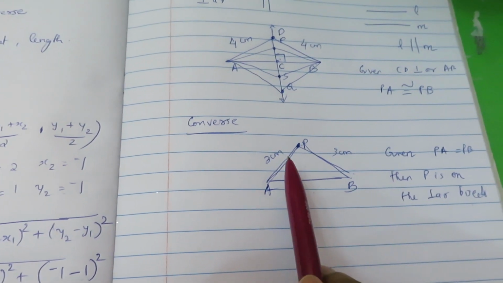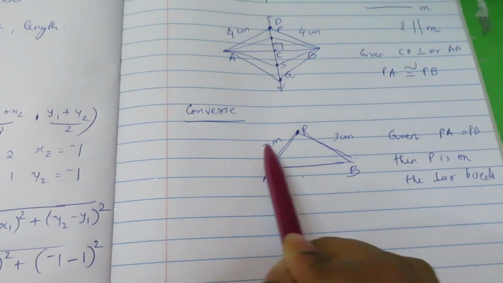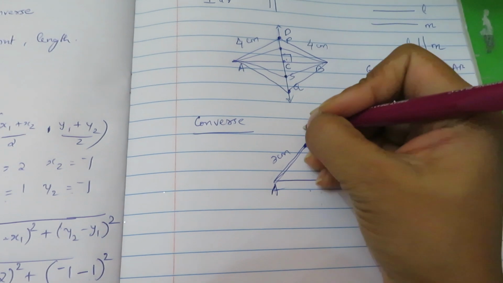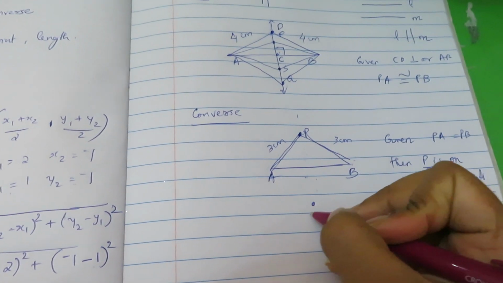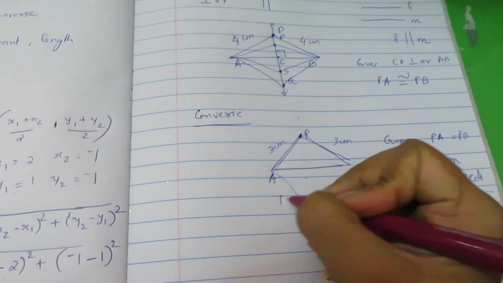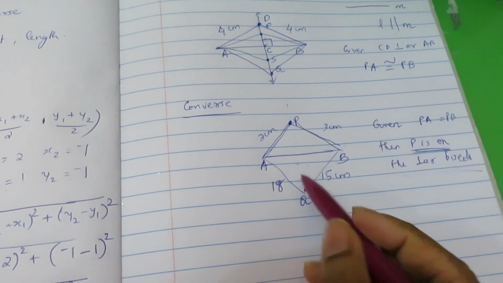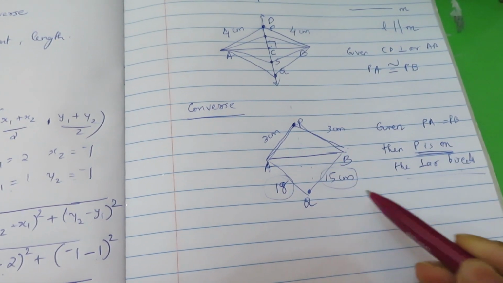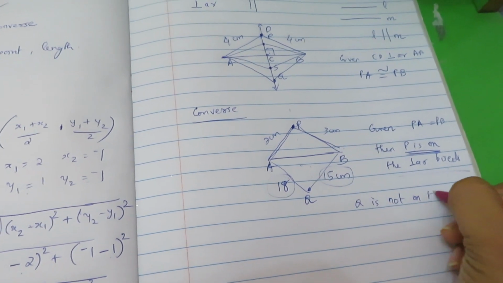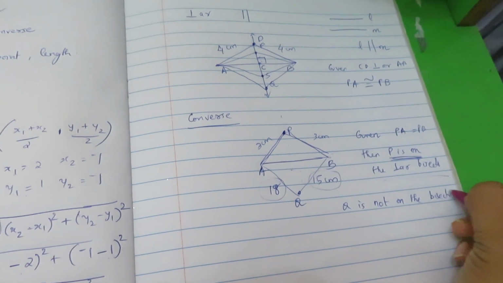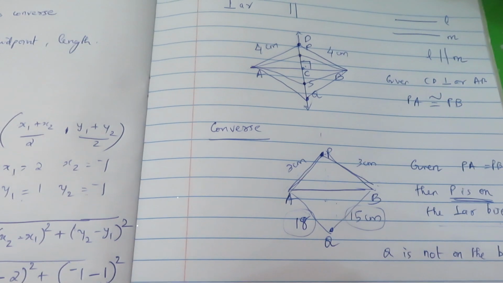And here what do we say? If the length from a point to the endpoints of a line segment are the same, then this point is going to be on the bisector. P will be on the bisector. Suppose I have a point Q, and QA is 18 centimeter and QB is 15 centimeter. See, QA is 18 and QB is 15. What does this mean? Q is not on the bisector. Clear?